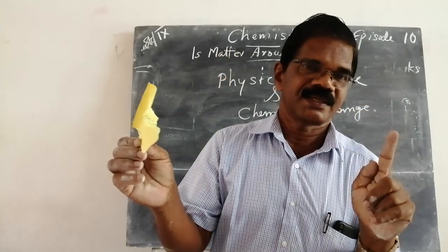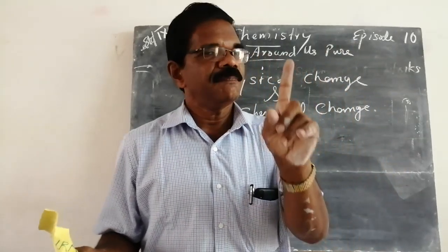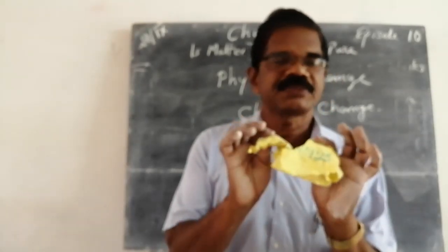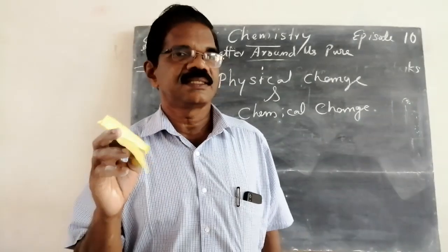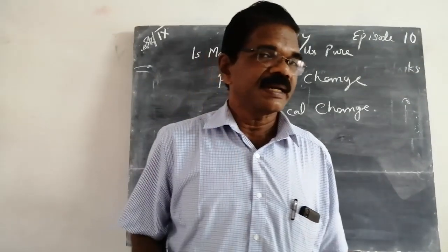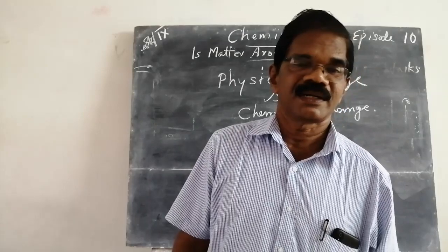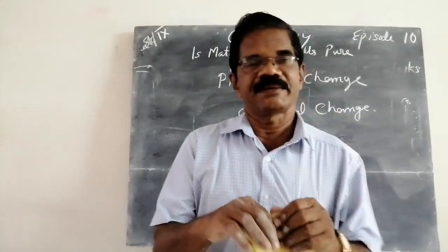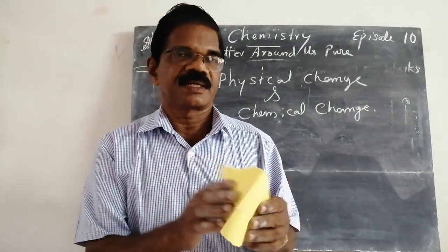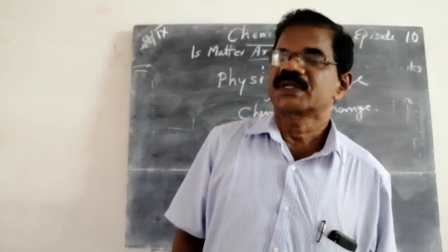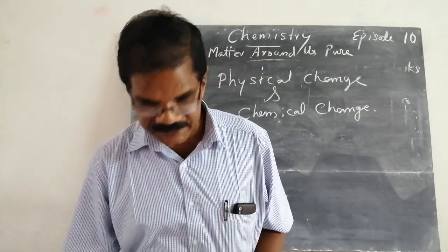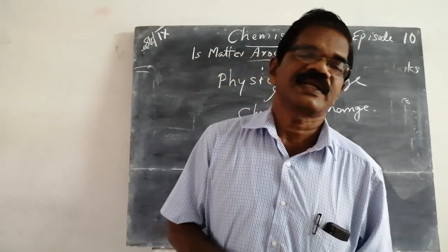Physical change is temporary. Chemical change is permanent. Second, no new substance is formed in a physical change. You tear the paper, and no new substance is formed. At the same time, in a chemical change, new substances are formed. One more difference: physical changes can be reversible. If we tear the paper several times, we can make wood pulp again and regain the paper. But a chemical change is not reversible. By burning paper we get ash, but from the ash we cannot regain the paper.